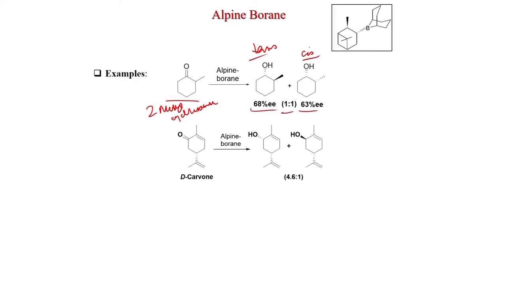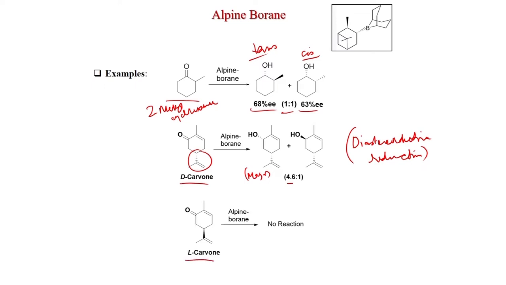Also, D-carvone when treated with Alpine borane, this is a diastereoselective reduction. Selective reduction, because you see a chiral center is already there and now you get this major diastereomer in a 4.6 ratio and the minor one is 1. So, this is the minor, this is the major.